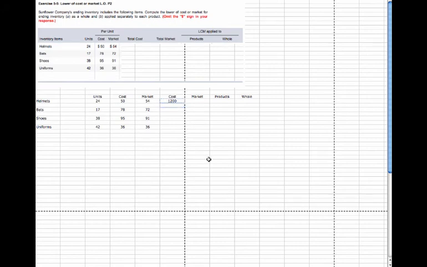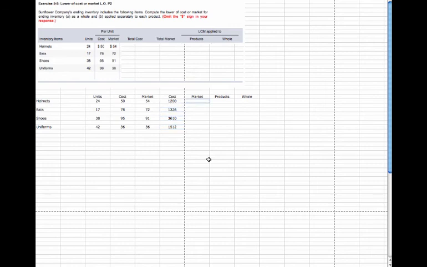Now we can do this exact same thing for the bats, where we take the 17 times the 78. That'll give us 1,326. We can do the 38 times the 95, which will give us 3,610. And then we can take the 42 times the 36, which will give us 1,512.